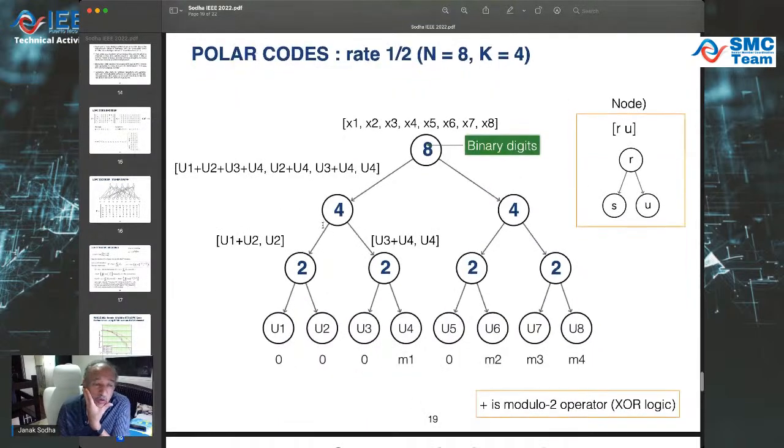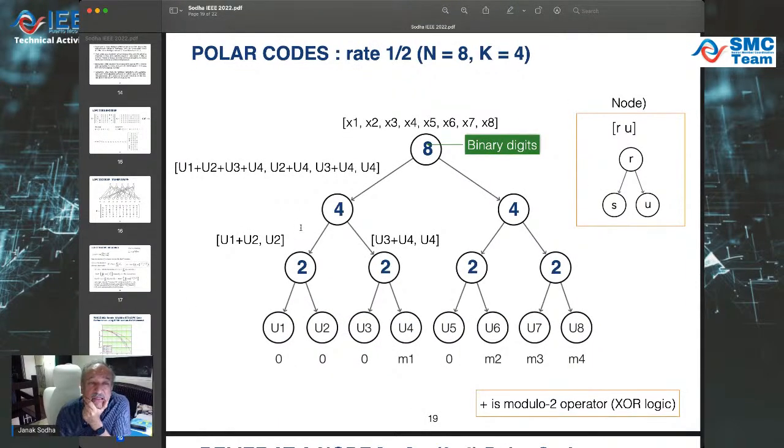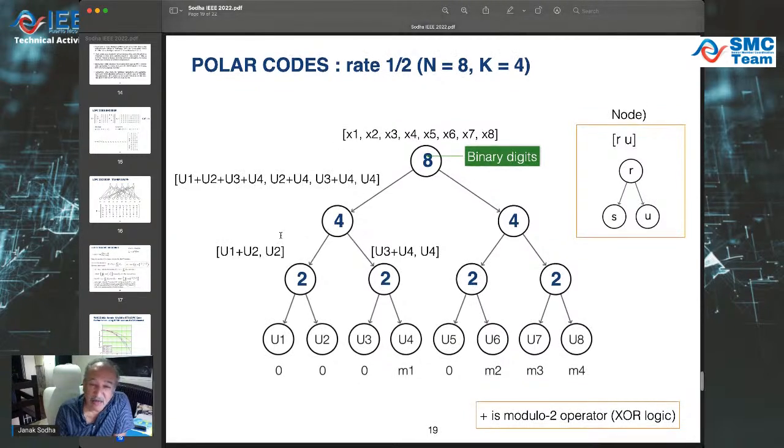So polar codes, the newest kid on the block, the most powerful codes. And just when people thought that nothing is better than LDPC codes, along come polar codes, fantastic, incredibly simplistic, and beautiful. They work absolutely beautifully. So if I take a look at a particular node, I'm going to call that R, I'm going to call that S, and I'm going to call that U.